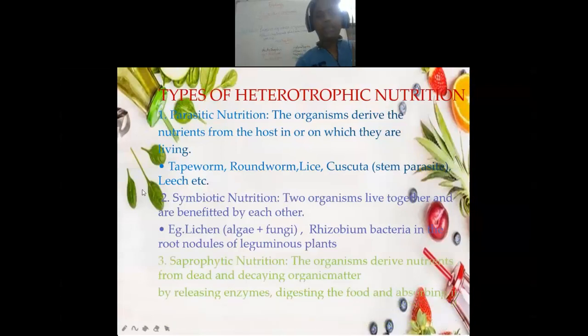Then third, saprophytic nutrition, the nutrition in which the organisms derive their nutrition from dead and decaying organic matter. In this nutrition, the organisms depend on dead material. These are in one way helping the environment to keep it clean as they decompose all the dead and decaying matter. Examples are bacteria and fungi.